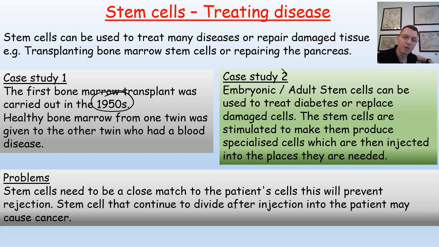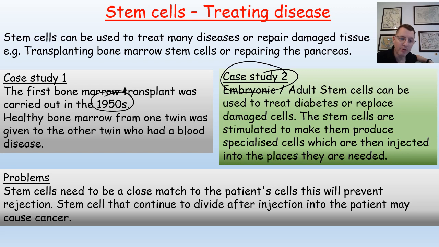A second case study is an example of some research that's in a very early stage, where we're taking either embryonic or adult stem cells and we're using them to treat diseases like diabetes or to possibly replace damaged cells in an adult. The stem cells are taken and then they're stimulated in a variety of ways to make them divide and produce specialised cells which can then be injected into the places that they're needed.